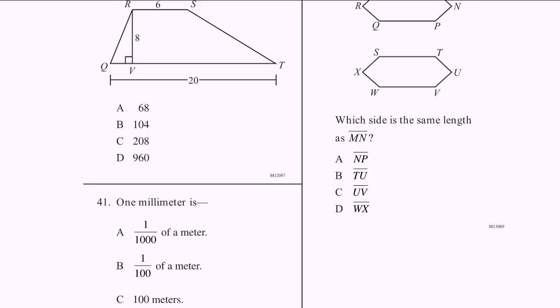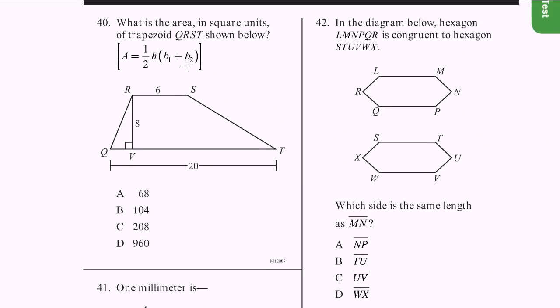And the next page, number 40. What is the area in square units of trapezoid QRST shown below? So we need to figure out the area of this. And they actually even give us a formula for this trapezoid: 1/2 times the height times base 1 plus base 2. Essentially, just to give you an intuition of where this comes from, you're saying what's the average width of this trapezoid. So you take 1/2 times the sum of these two bases, and that gives you the average width, and then you multiply that times the height.